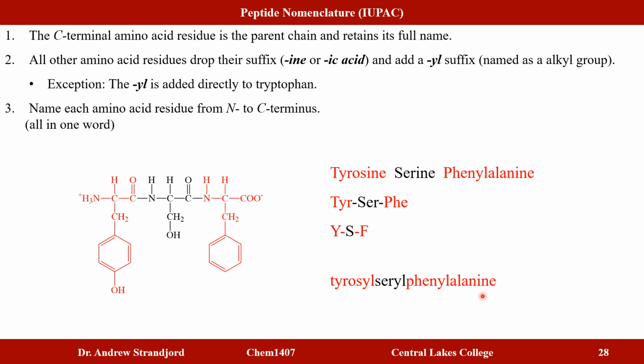This is my parent chain. That's the amino acid residue at the C-terminal end. And I start off here at the N-terminal end. Tyrosine, remove the INE, add YL. Then serine, remove the INE, add YL.